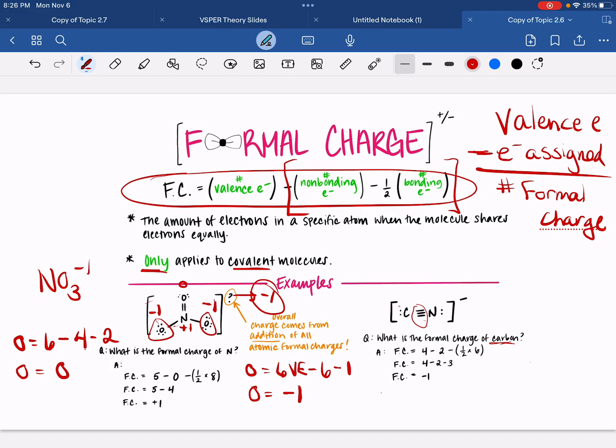Let's look at the nitrogen. The nitrogen has 5 valence electrons. It has 2 lone pair, that will be by itself, and it is sharing the 6 bonded electrons. Half of that is 3. So the nitrogen has a formal charge of 0. The carbon has a formal charge of -1 and the nitrogen has a formal charge of 0, and that's what gives us the overall charge of the ion.